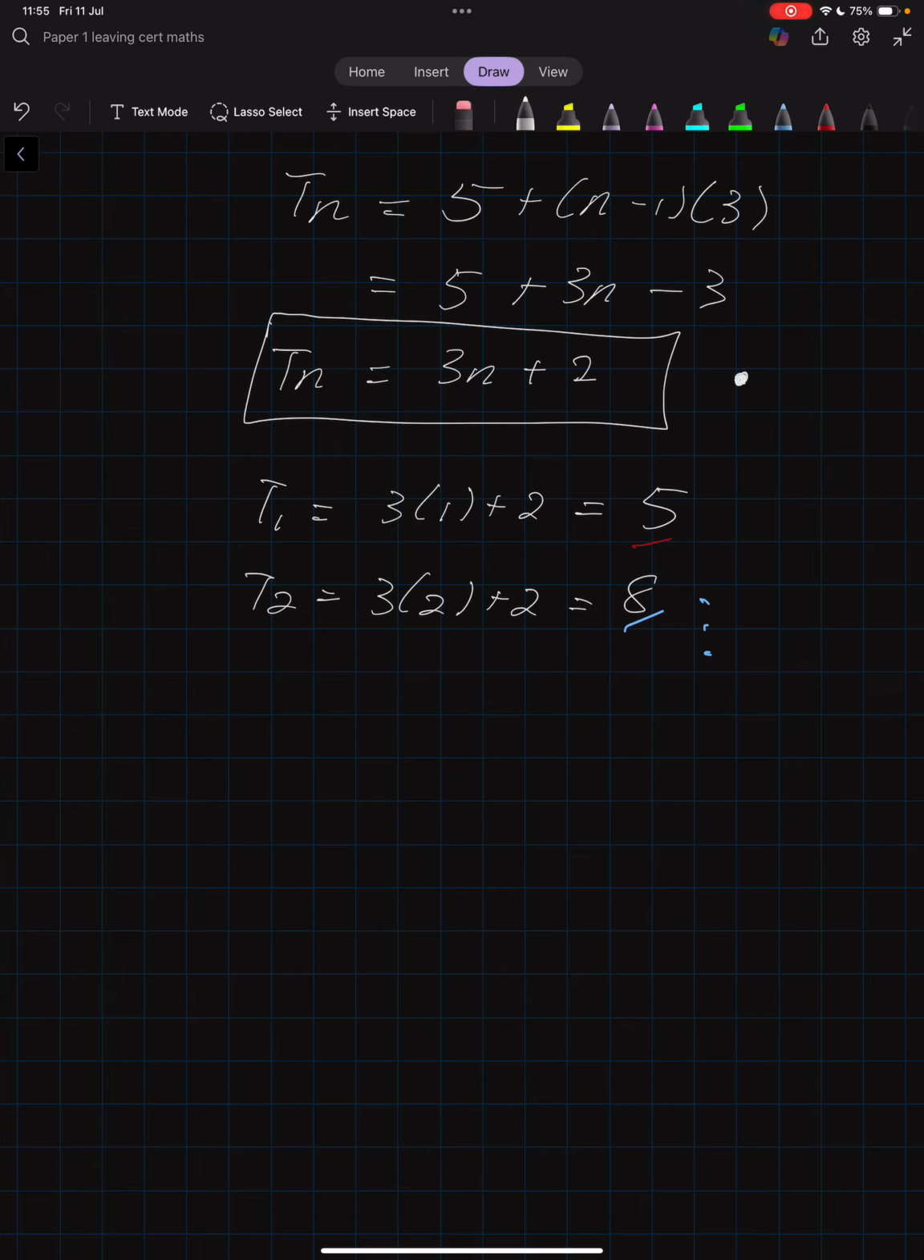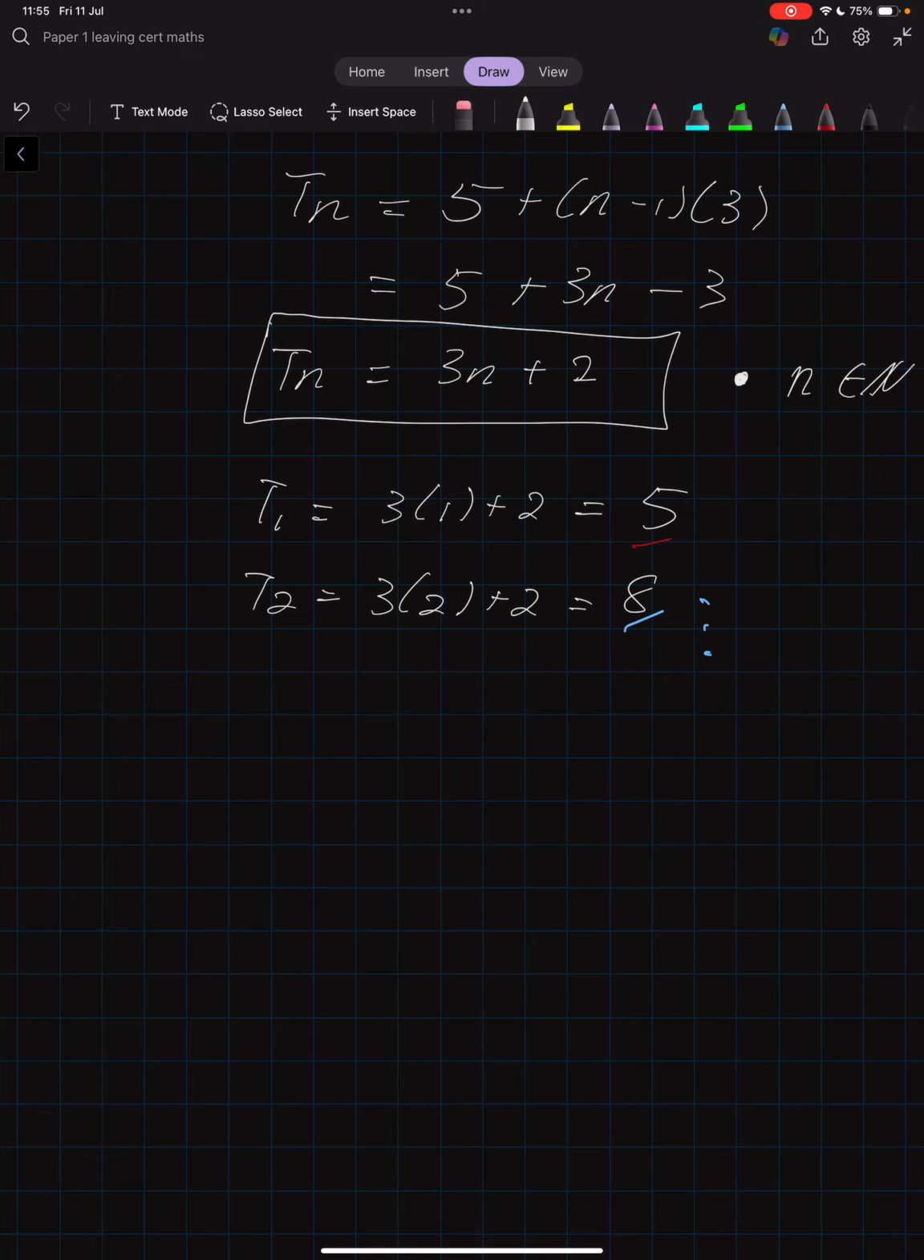That's what questions will ask you. They'll ask you what is the nth term. Here, n is an element of the natural numbers. So n is 1, 2, 3, 4, 5, 6, 7. There's no such thing as the minus second term. There's no such thing as the 4.5th term. So it's the first, second, third, fourth, fifth, and so on.